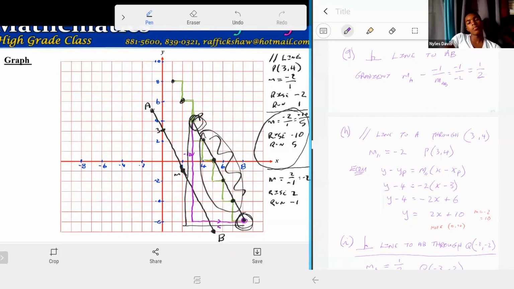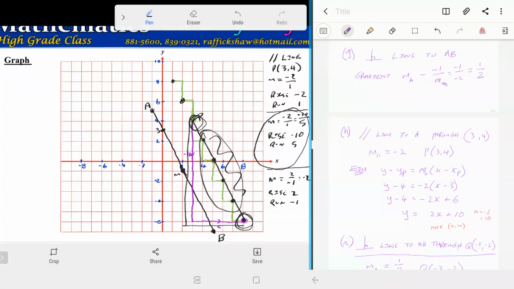So you could do one big rise and one big run. It's a line of joint. To draw a line, you only need 2 points. But I'm just going through the step by step thing to show you how you can get the various points.